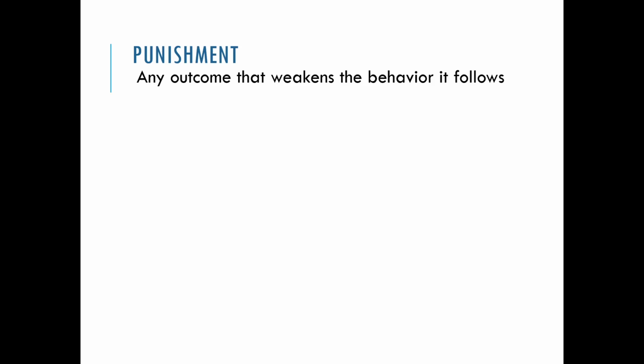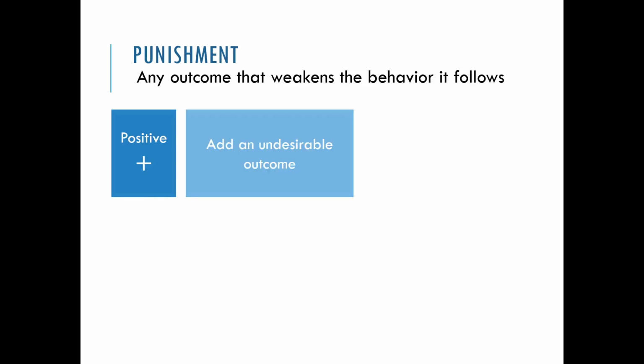All right. I think it's time to get to the other possible outcome, and this would be punishment. This is any outcome that weakens the behavior that it follows. So reinforcement is any outcome that strengthens the behavior that it follows. Punishment is any outcome that weakens the behavior that it follows. There are positive and negative punishments. Remember, positive means add, does not mean good. So positive punishment would be to add an undesirable outcome.